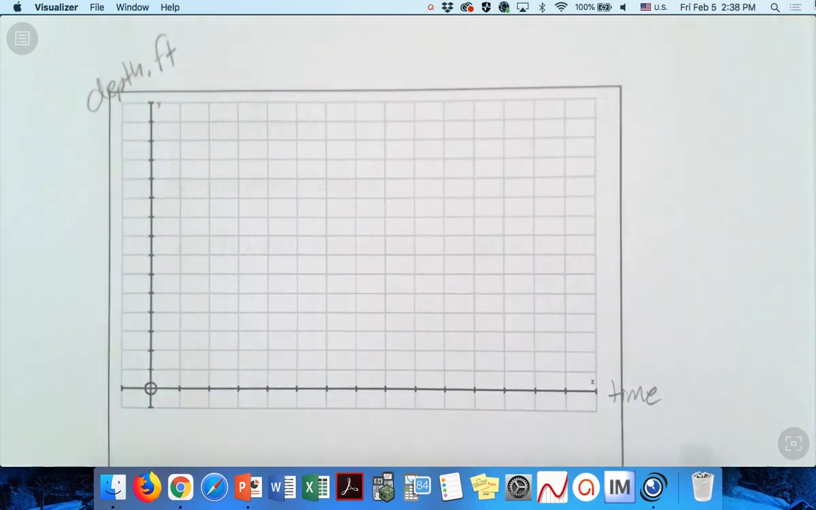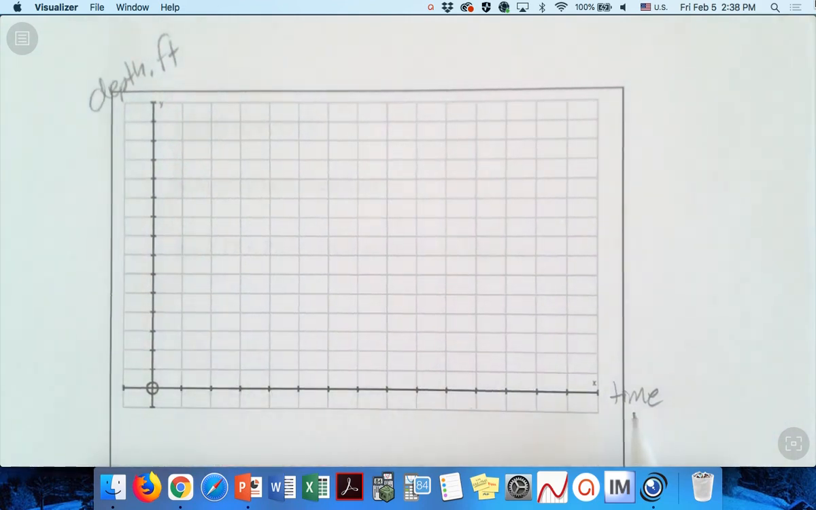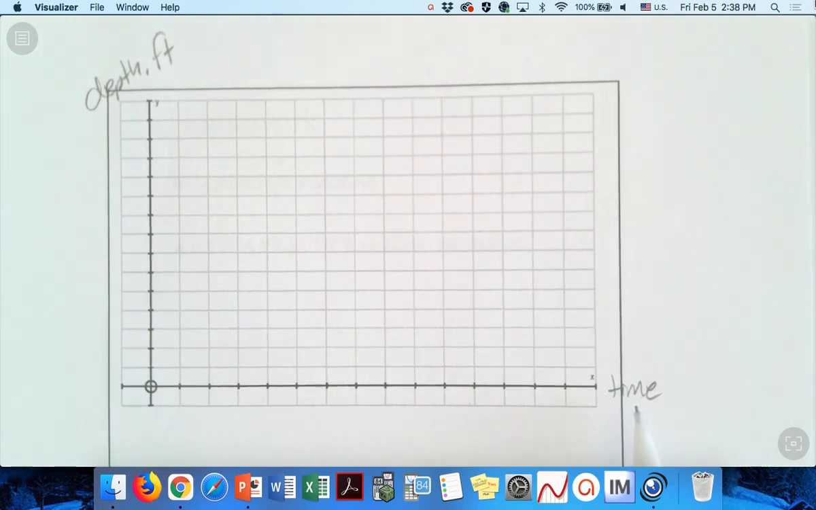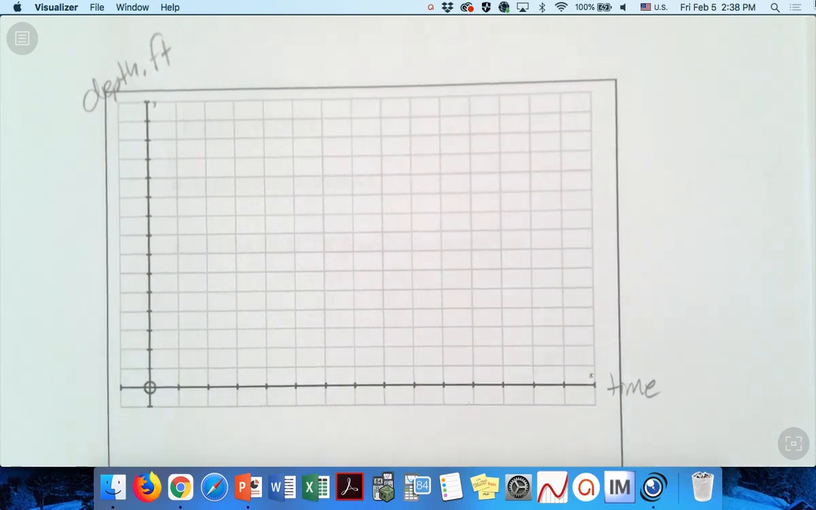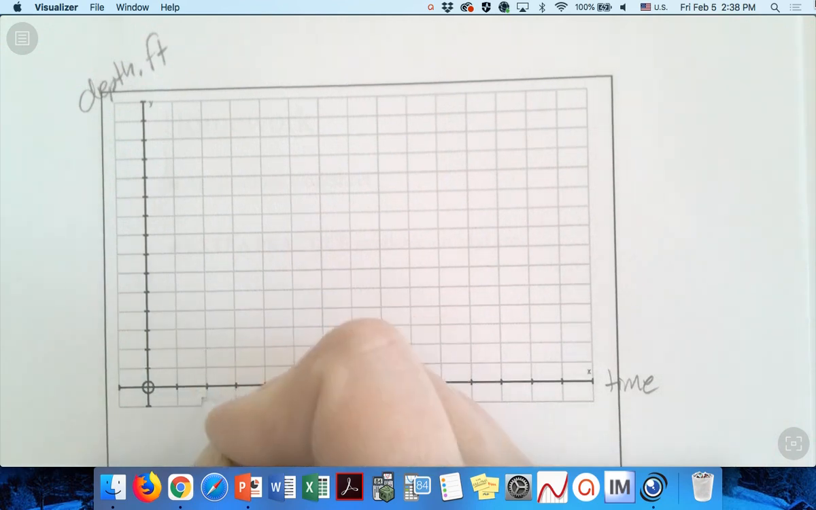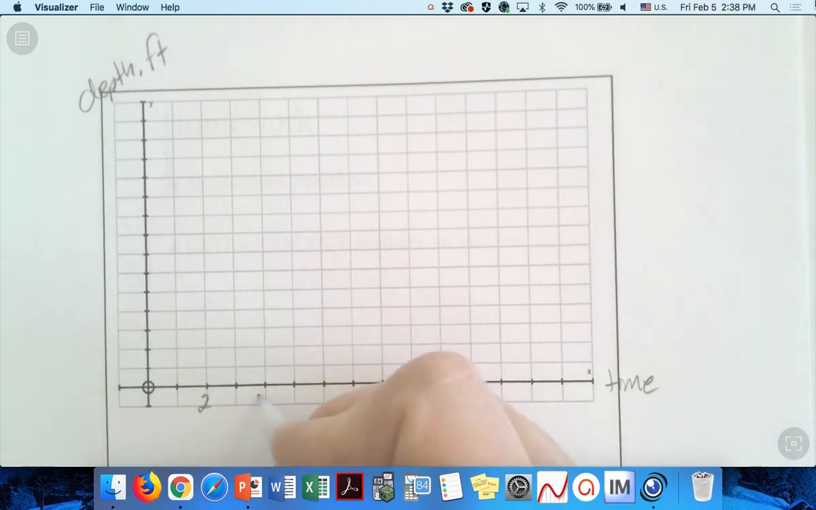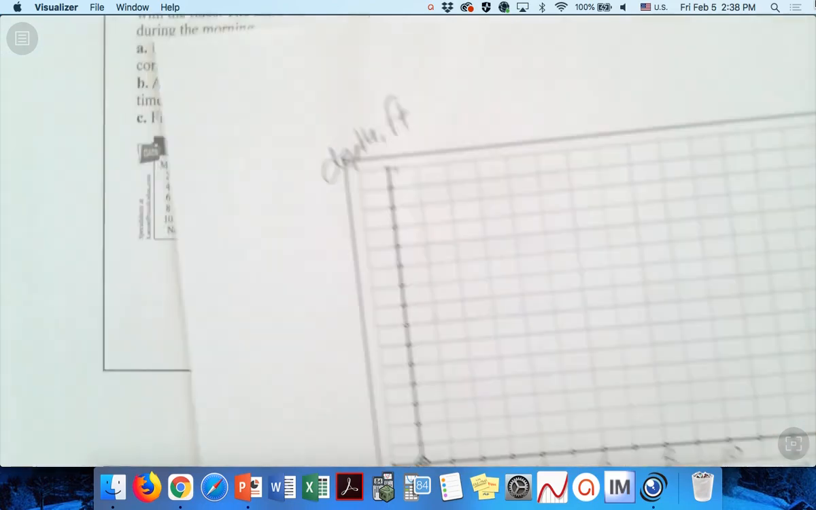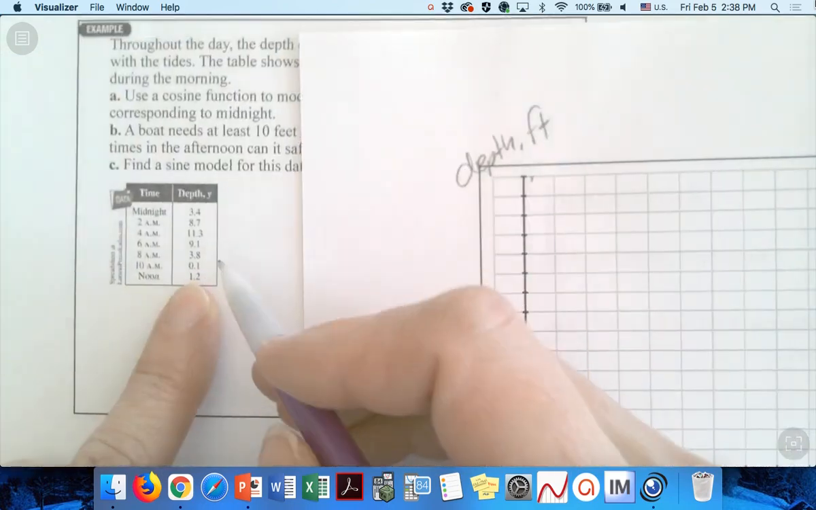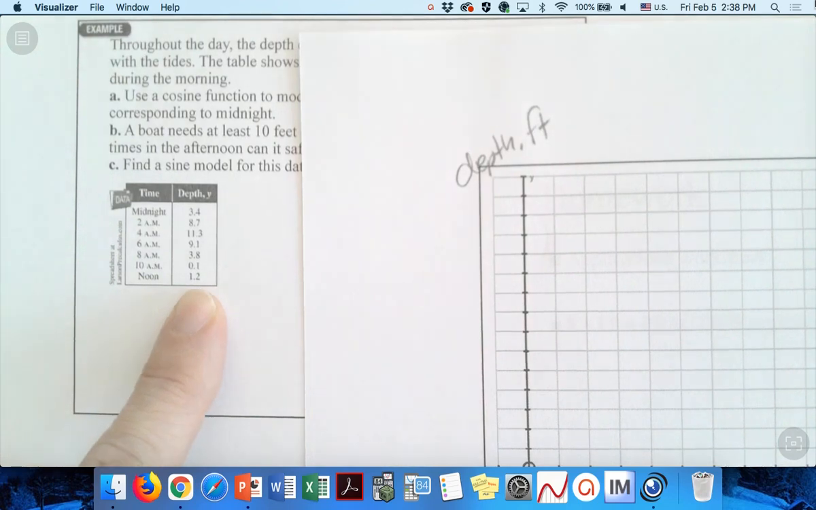So we want to count our grid lines here and see, do we need to go by 2s or do we need to go by 1s? How many grid lines do I have horizontally? 15. So I have more than 12, so I can just make every grid line 1 hour. But I'm only plotting at the 2 hours, so we can say that's going to be 2 a.m., 4 a.m., etc. Okay, for my vertical axis, what's the highest value for my y?